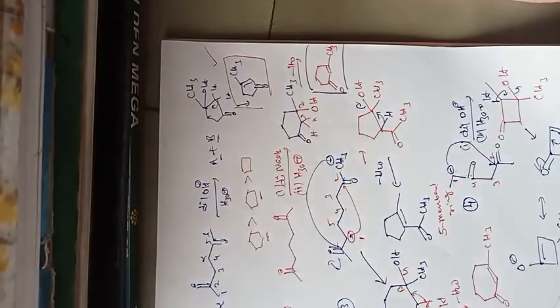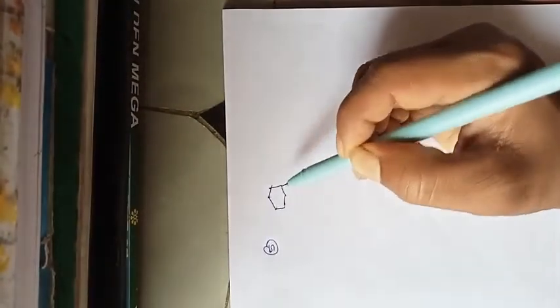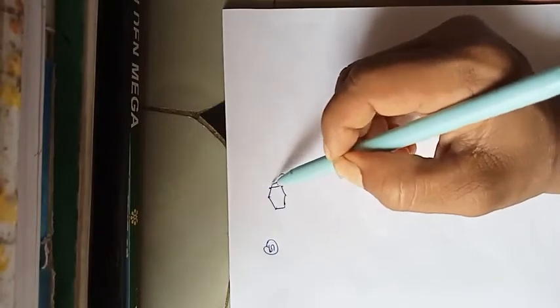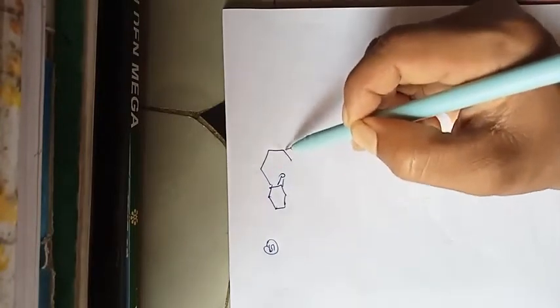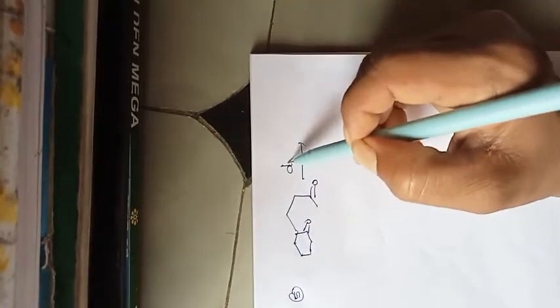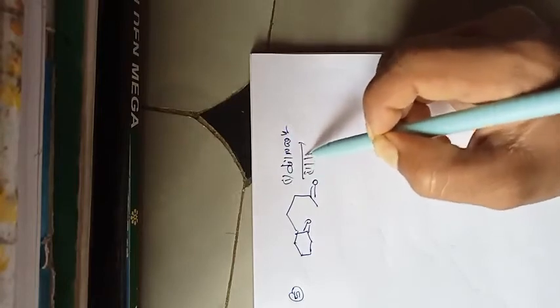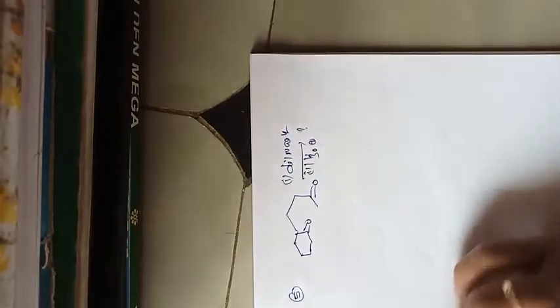And so another, the fifth one we'll see. So fifth question. For example, this is the cyclic ketone, and then dilute sodium hydroxide followed by H3O plus. So what is the answer?